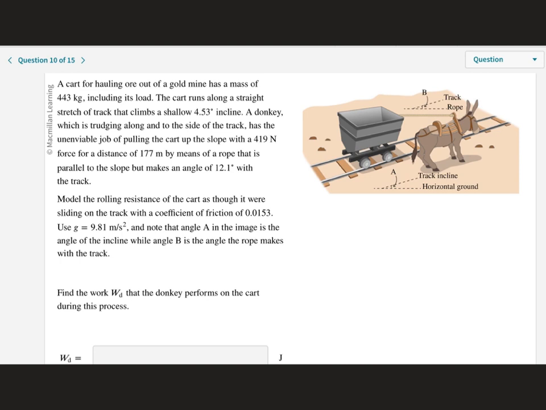We have a donkey pulling on a cart, and the rope makes an angle labeled B here with the track. So the direction of travel would be this way, and the donkey's force is that way. And it's also on an incline, so he's going uphill as well. So we have essentially two different free body diagrams. We can look at it from the side view, where you have the hill, and the cart, and the donkey.